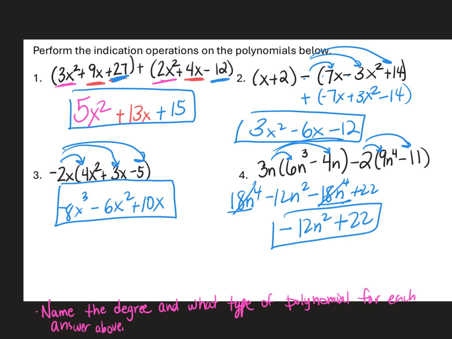I want to do what it says at the bottom. I want to name the degree and what type of polynomial each of these are. As I look at this one, and this one, there are 3 terms separated by 2 signs, so those are trinomials. The last one, number 4, has two terms, so it's a binomial.